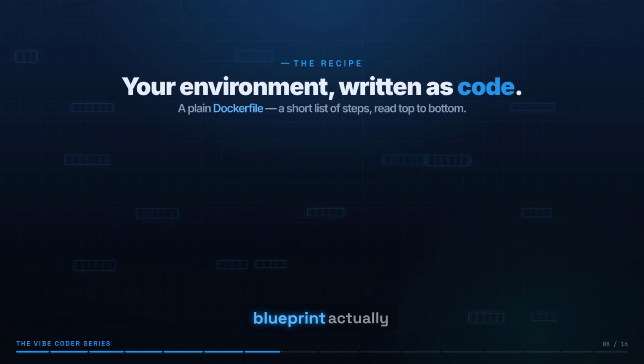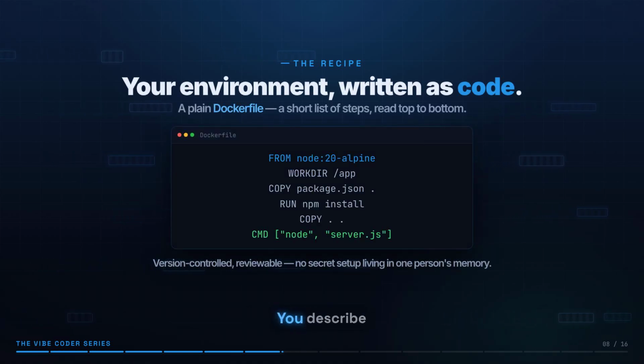Here is where the blueprint actually comes from in the first place. You describe your image in a plain text file called a Dockerfile. It is really just a short, ordered list of steps, read from the top straight down to the bottom, that spells out exactly how to build up your environment. Start from a base, say a small Linux with a particular language already installed on it. Copy your code in, install all your dependencies, state the one command that should run the moment the container starts up. And that is basically the entire thing.